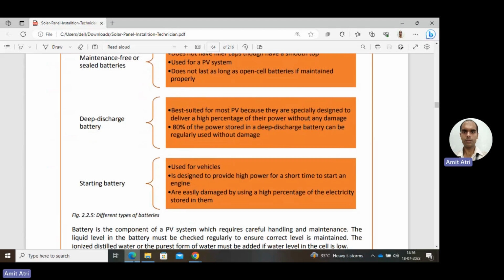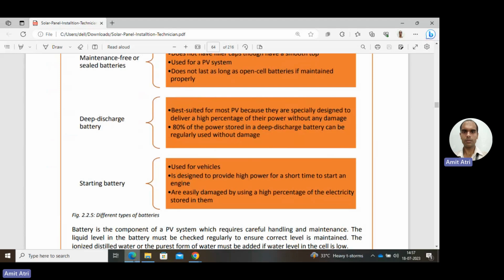To deep discharge battery. These are suitable for PV applications, like in our case, because they are specially designed to deliver a high percentage of their power without any damage. There's 80% of the stored power that can be used, that can be supplied to the load.